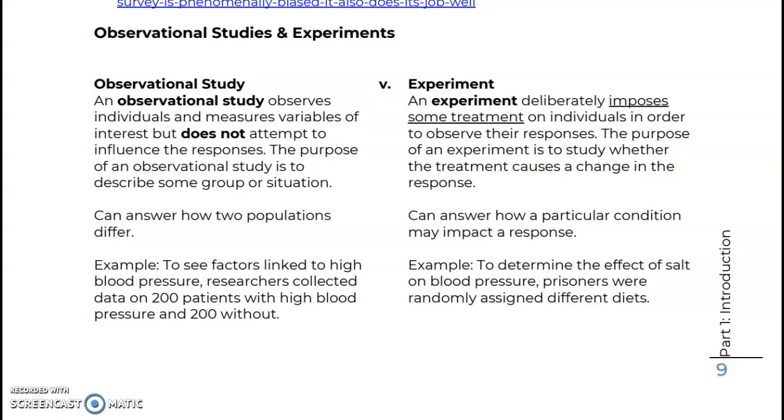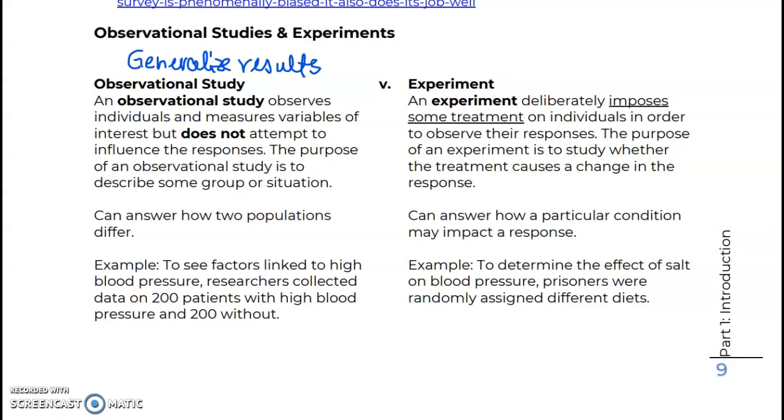So, for example, we can see the factors linked to high blood pressure: researchers collected data on 200 patients with high blood pressure and 200 without. One thing about the observational study, as long as we choose a good sampling technique, which gives us a representative sample, so one of our random samples, we can generalize the results to our larger population.